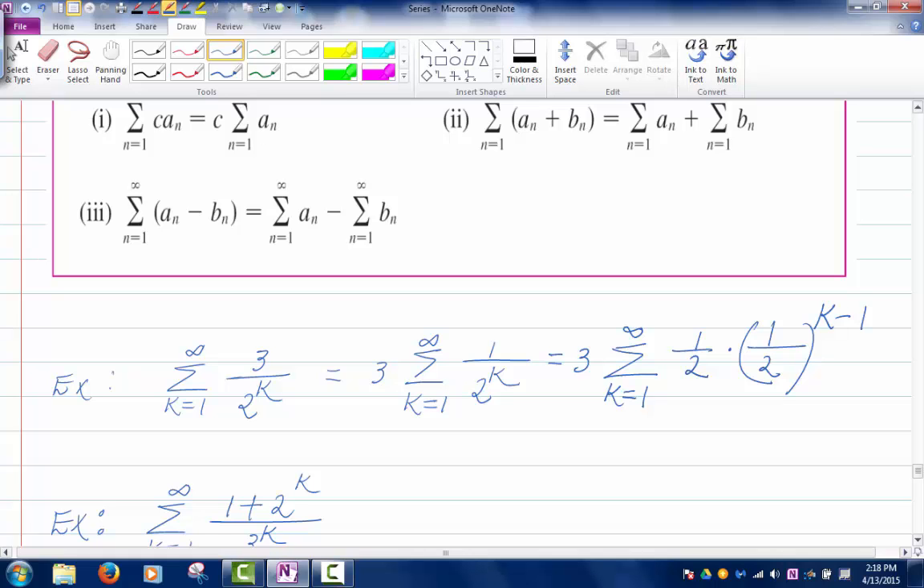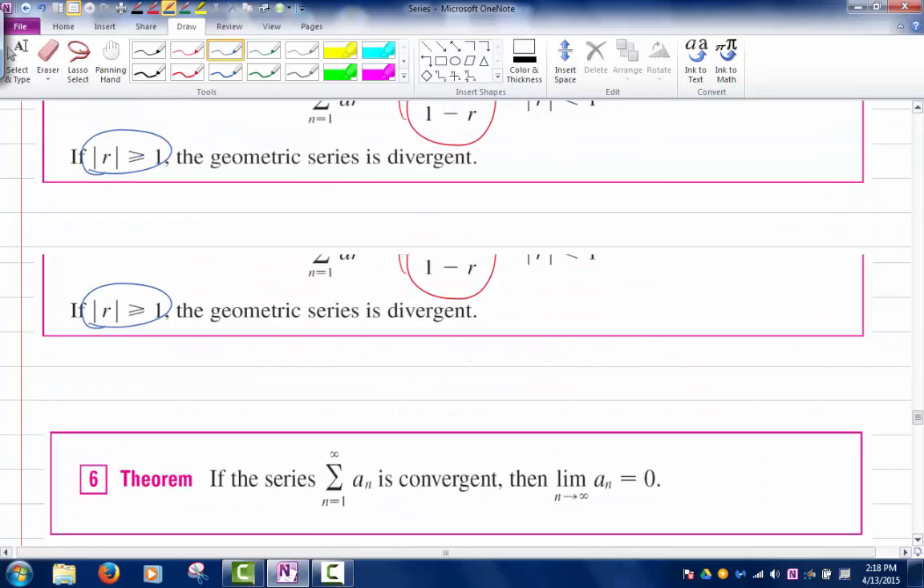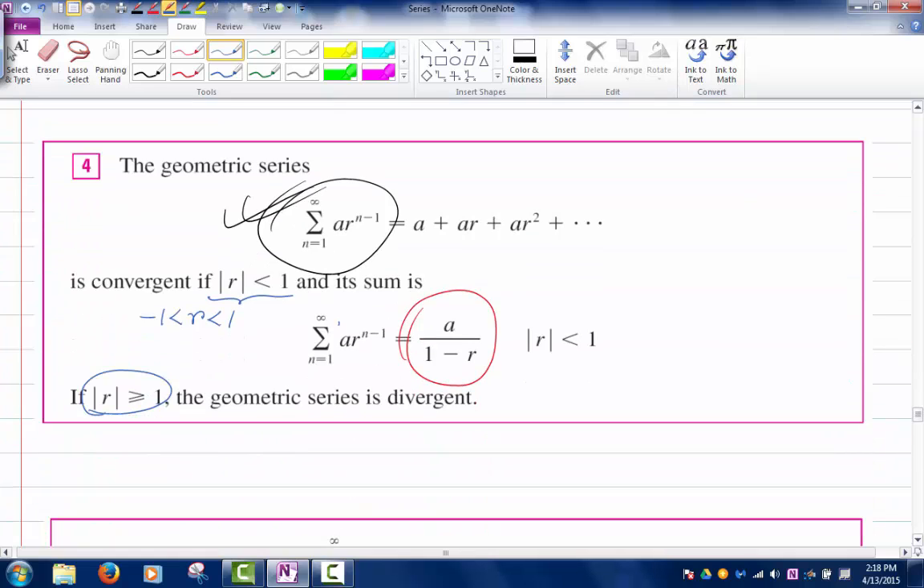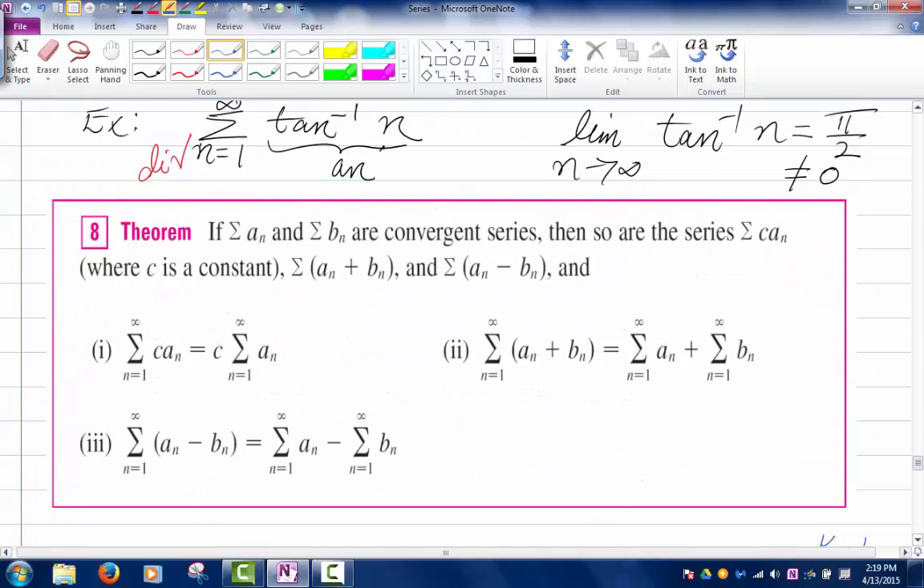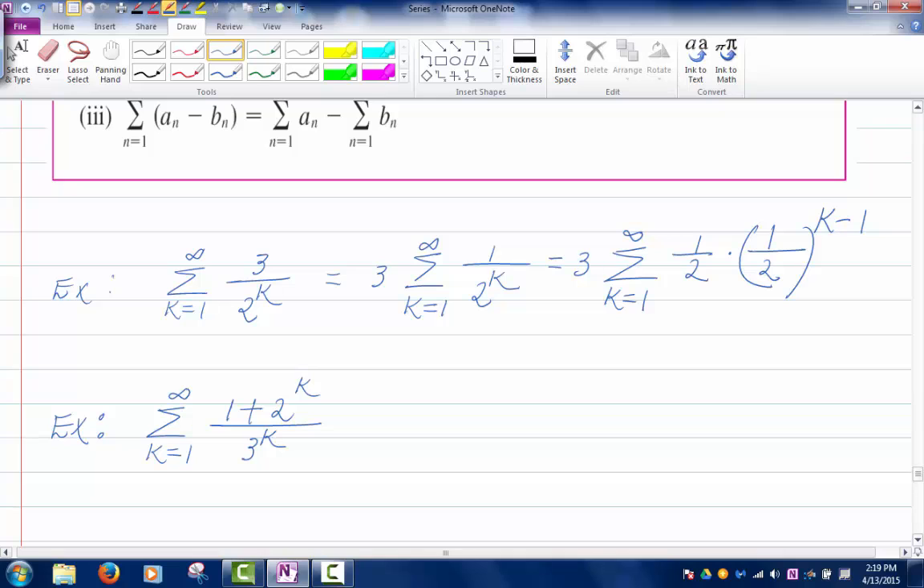If I write it in this form, then what I'm trying to do is match the form I have in my theorem, number 4: the summation n going from 1 to infinity, the index starts at 1, a times r to the n minus 1. The nth term is a times r to the n minus 1. So in my example, what is a and what is r? A would be half, and r would be half as well, right? A times r to the k minus 1. So that's what I had.